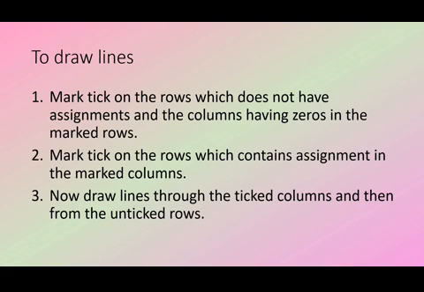Now we are supposed to draw the lines. How to draw the lines? The procedure says, draw lines through the ticked columns and through the unticked rows. Whichever are the ticked columns, we draw vertical lines, and for the rows which are not ticked, we put horizontal lines. So when we put such lines, all the zeros that we had will be covered under the lines. The zeros will be covered under the lines.